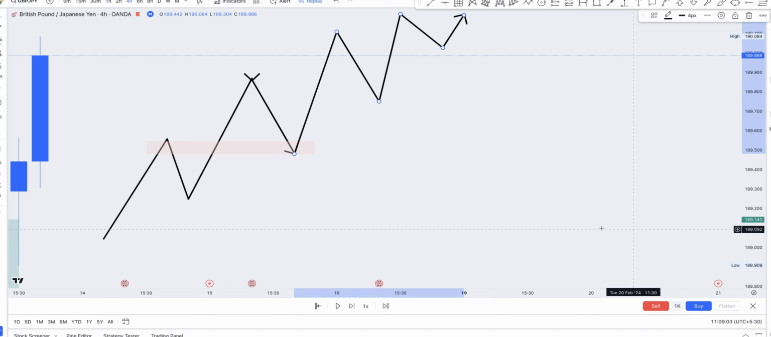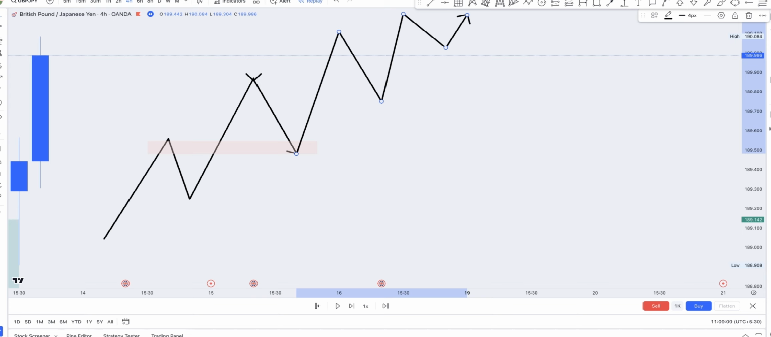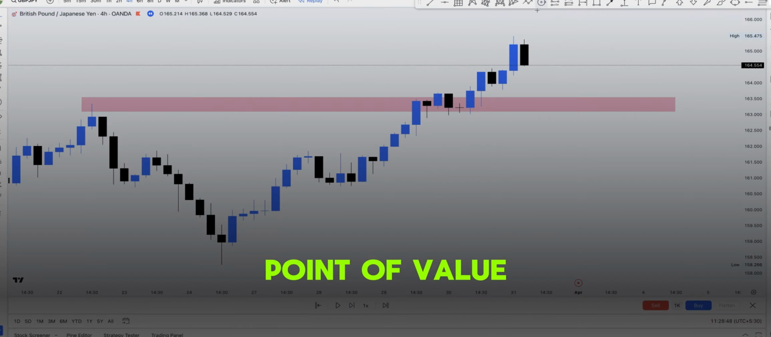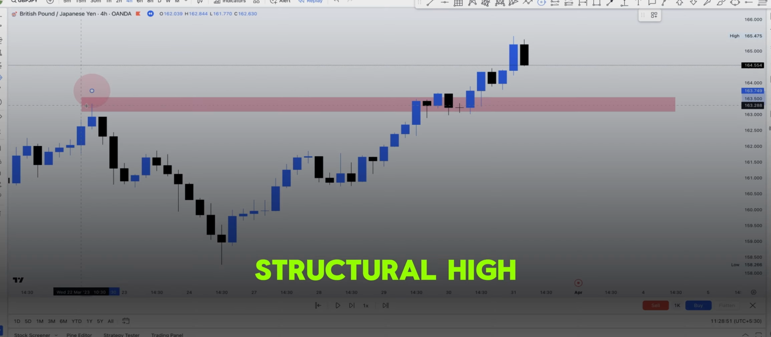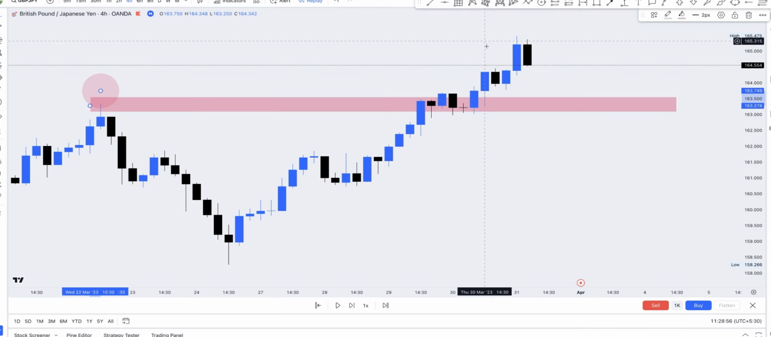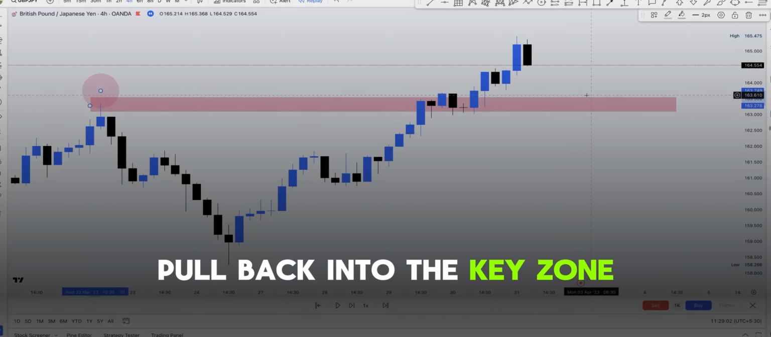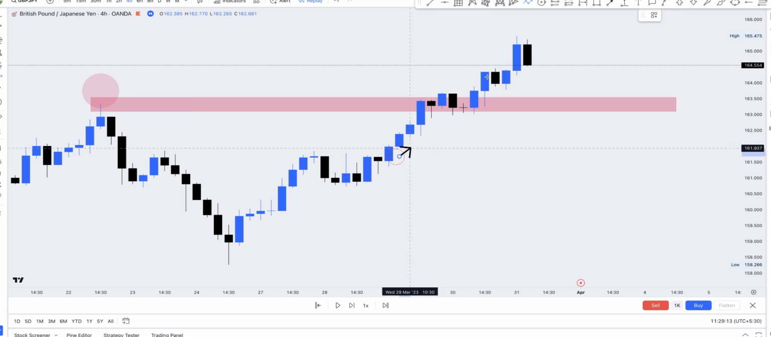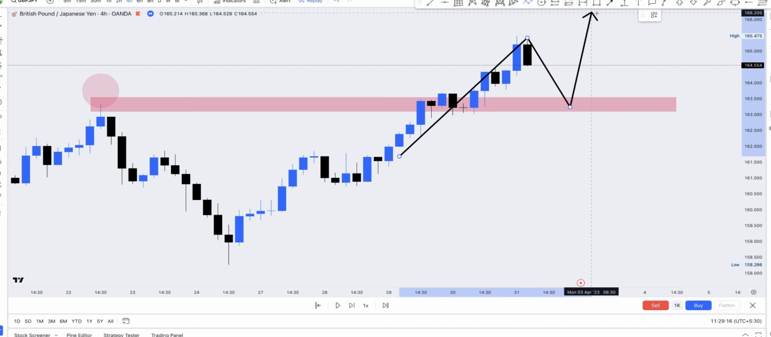Now let's look at another example of what we were doing before I talked about the market phases. So this is another example, and we have our point of value here, or our key zone, and we also have our structural high over there. You can see price has broken out of the structural high, or out of our key zone. So what are we going to wait for? We are just going to wait for price to pull back into the key zone, then we can continue buying. So in the market phases, this will be a continuation, exhaustion, then another continuation.